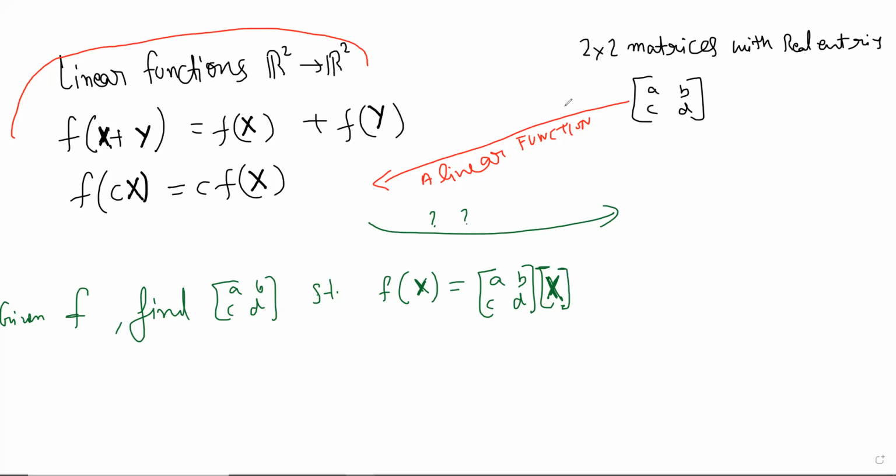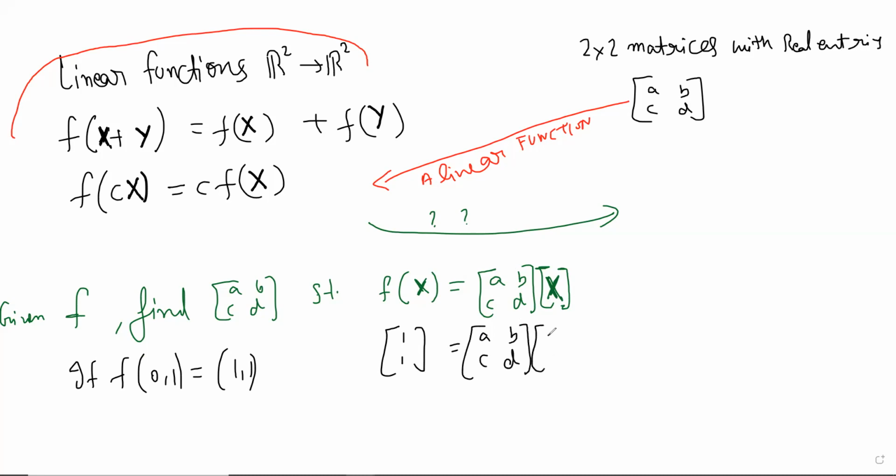You can call it a matrix equation. So if f of (0, 1) could be (1, 1), you should write it as a column, right? And then you want to find ABCD such that this holds, but not just for this one, but for every x. For every x, it should work.